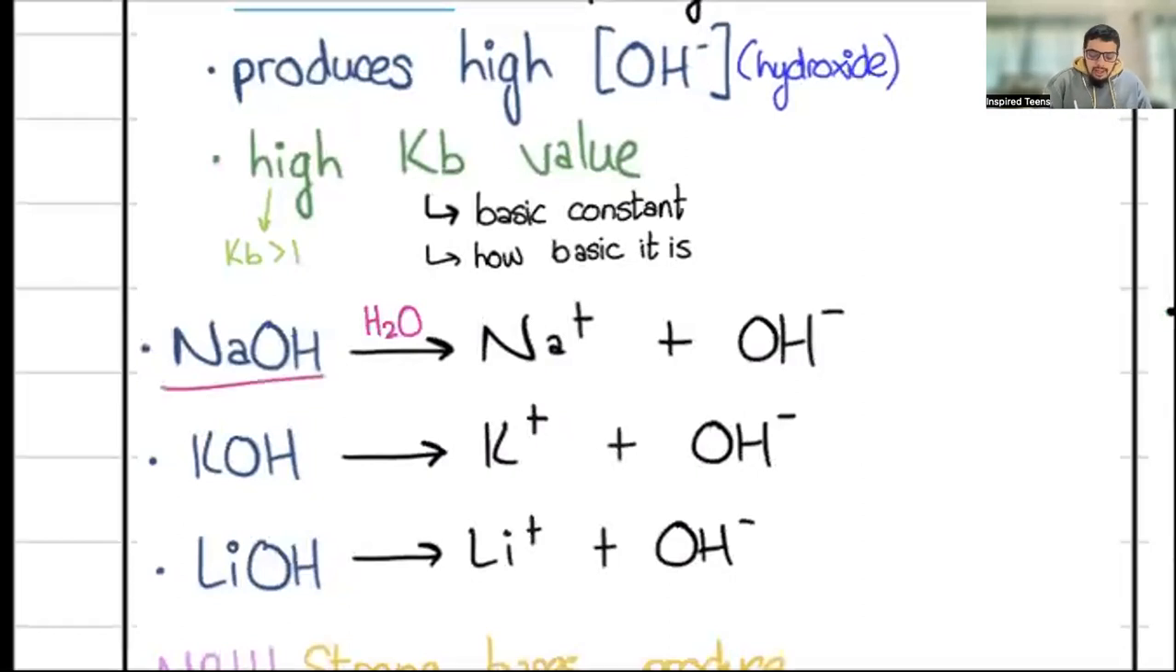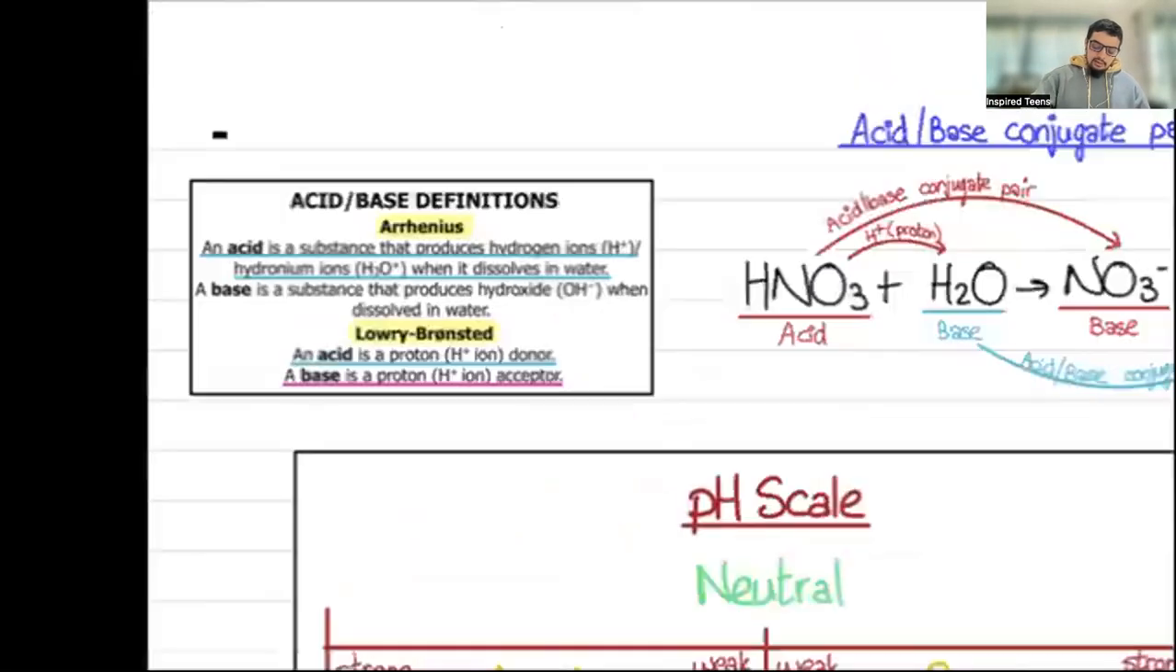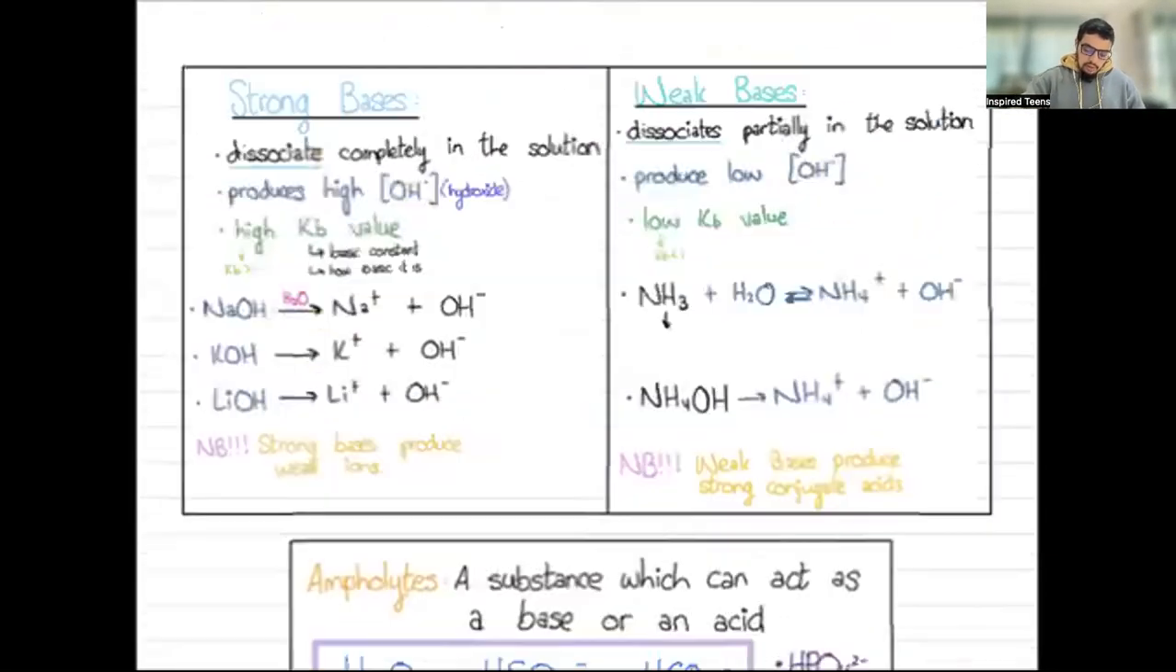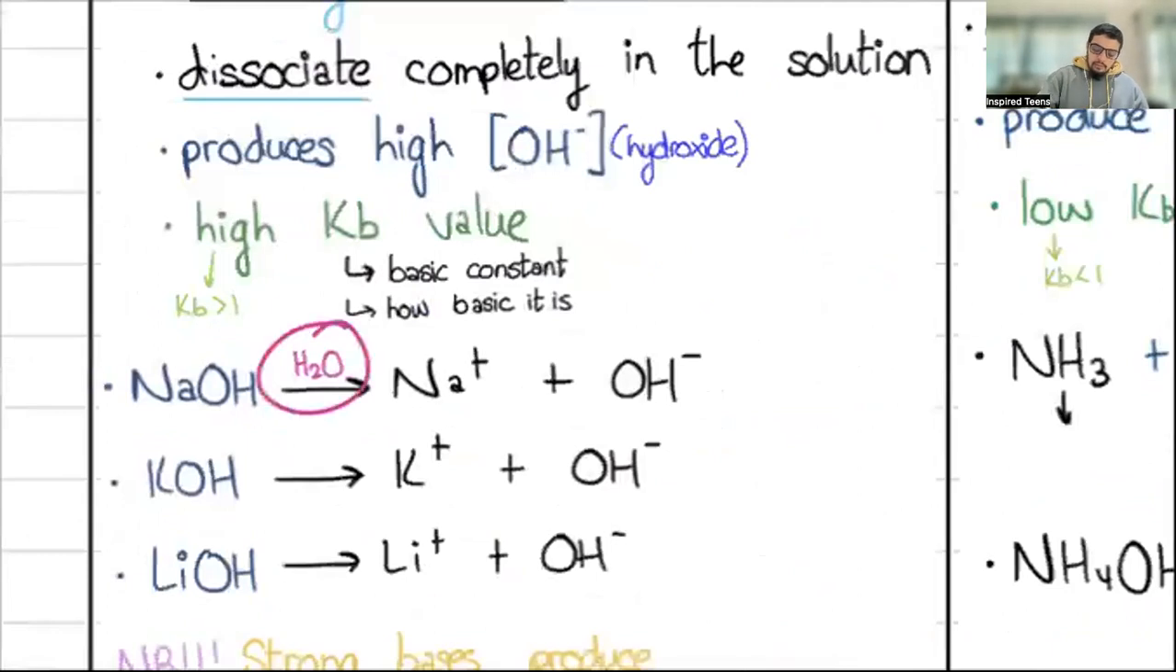We can see that when a base dissociates in an aqueous solution, it forms hydroxide ions. Going back to Arrhenius's definition, he defines a base as a substance that produces hydroxide ions when dissolved in water. This definition can be seen in this equation: when a base dissolves in water, it forms hydroxide ions. That's how we can see Arrhenius's definition of a base in a chemical reaction.